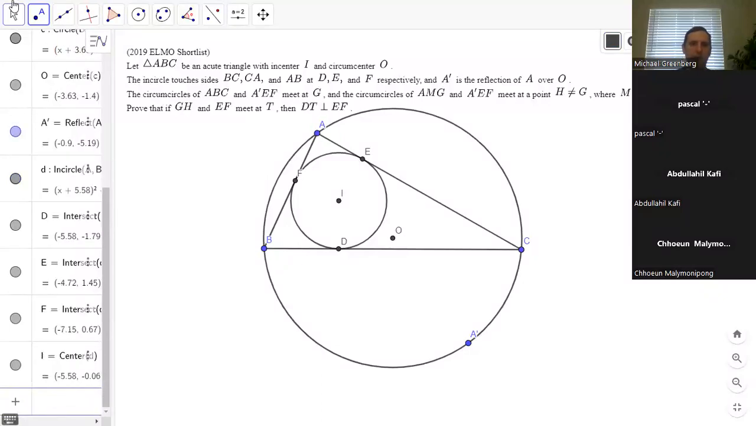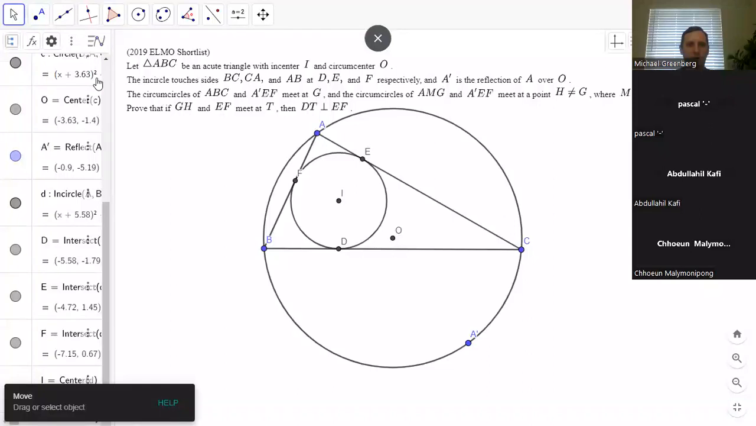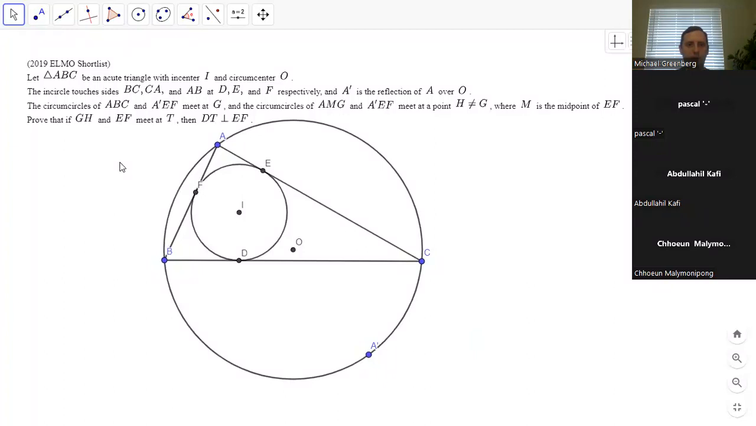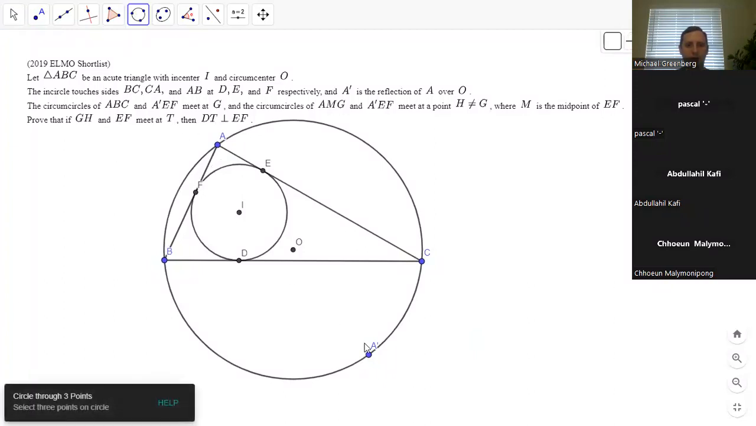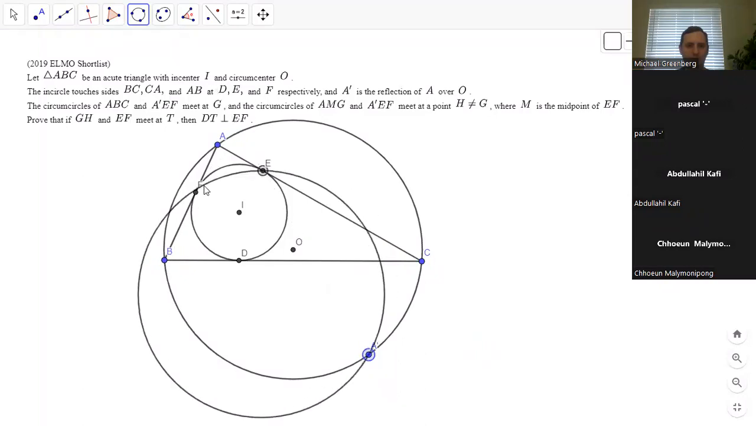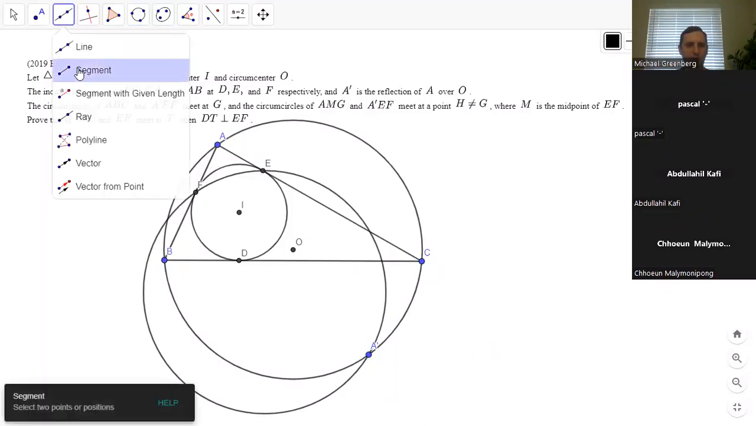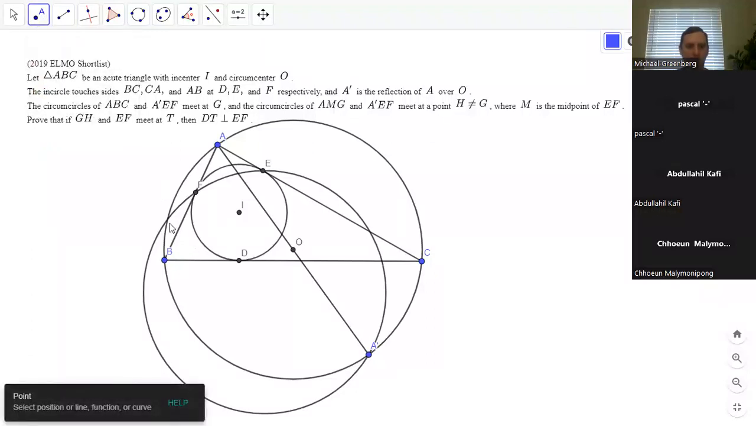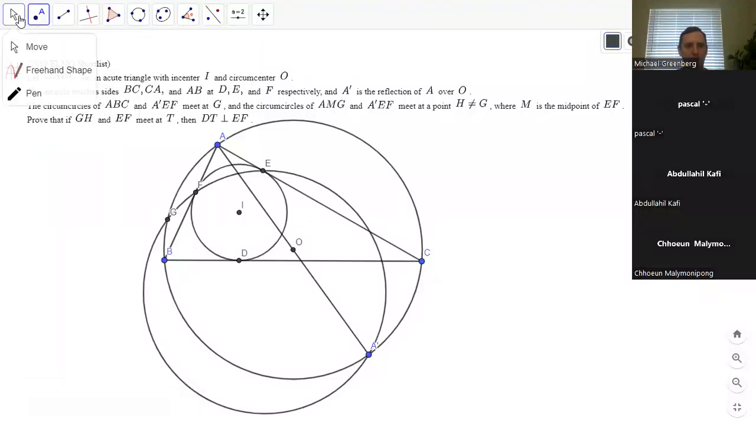Yeah. All right. So then we draw the circumcircles of ABC and A prime EF. This is interesting. A prime EF. So let me draw this diameter here. This feels like another problem that might use inversion because it has like the intersection of circles like this. So they meet at G. And the circumcircles of AMG. So M is the midpoint of EF.